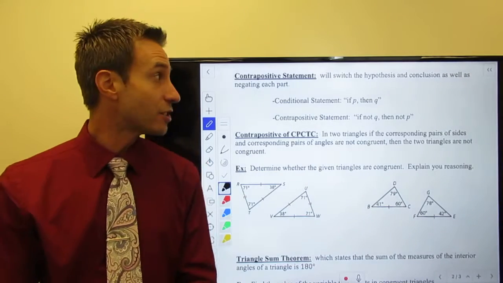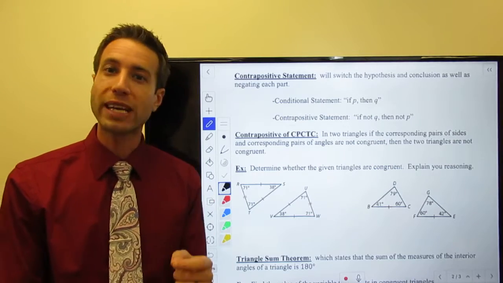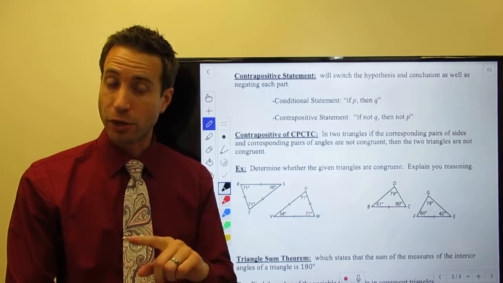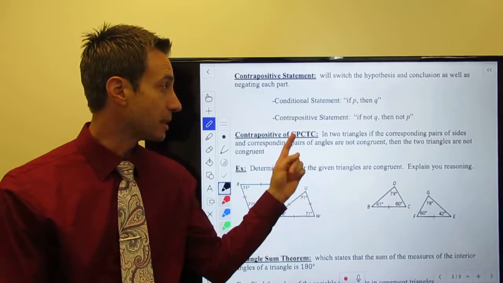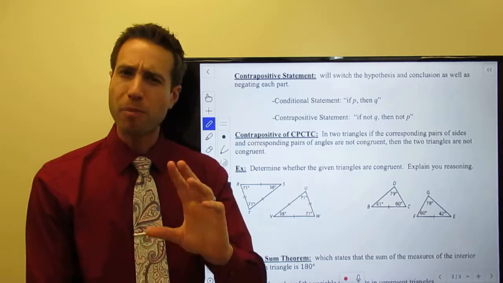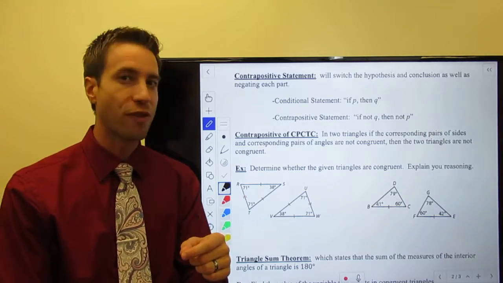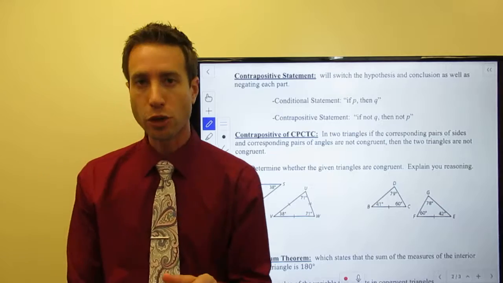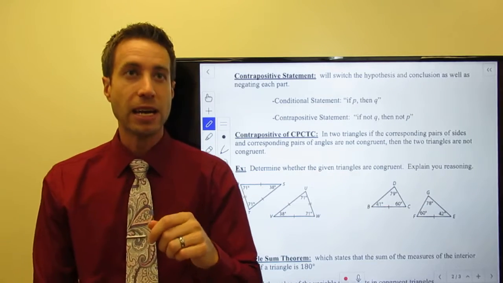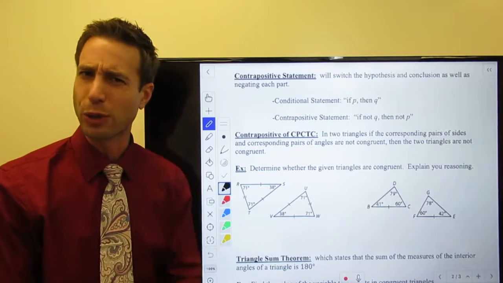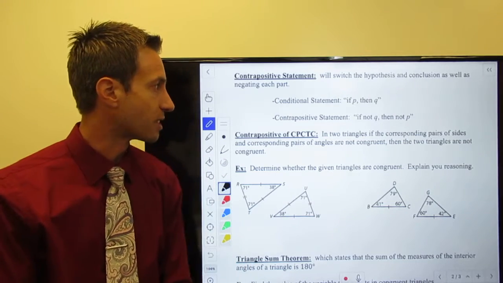Alright guys, welcome to this page of the notes. What we're working with is the idea of corresponding parts of congruent triangles are congruent, CPCTC. But really, before we do another example problem, I just want to real quickly go over the contrapositive. Contrapositive is a conditional statement we've looked at before, so just quickly refresh your memory on how it works.